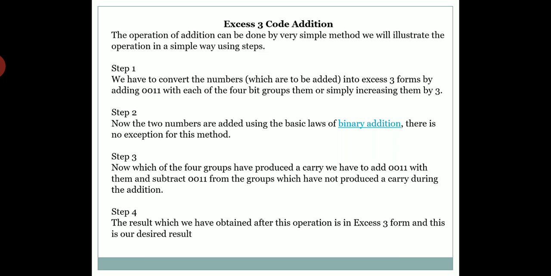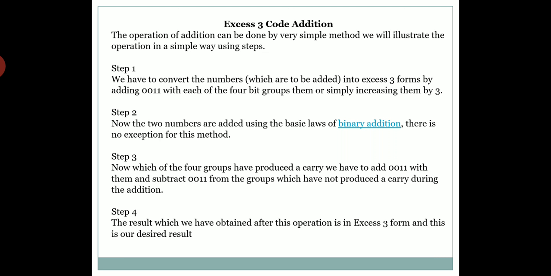That means we are simply adding two XS3 codes, then we get the solution in XS3. Step 1, we have to follow 4 steps for addition. We have to convert the numbers into XS3. First of all, we convert the given binary numbers into XS3. How to convert? We add 0011 to each 4-bit group, that is, we simply increase them by 3. That means we divide the binary number into 4-bit groups, then add the binary value of 3.